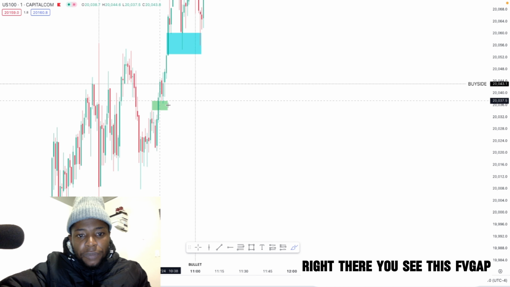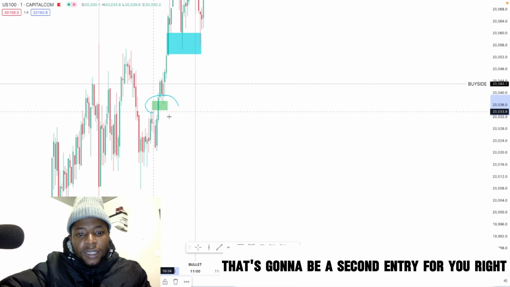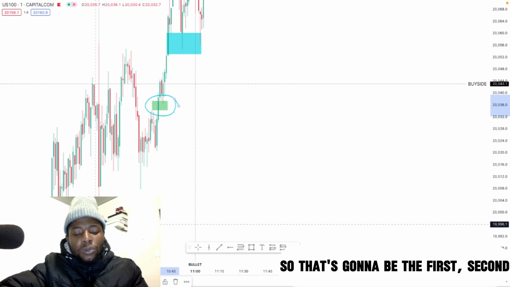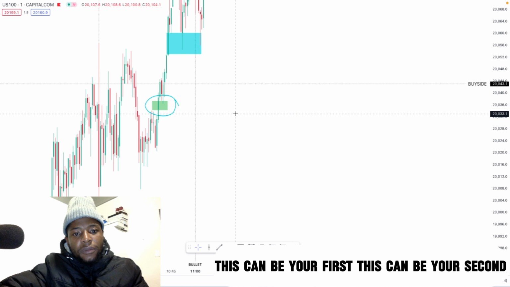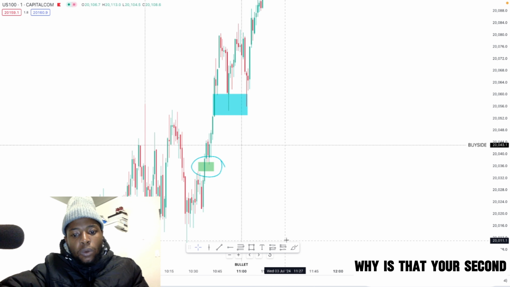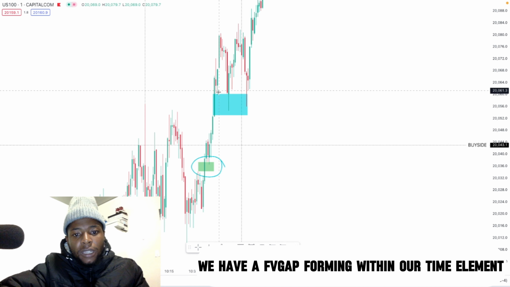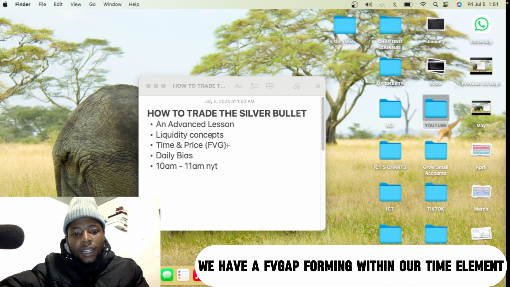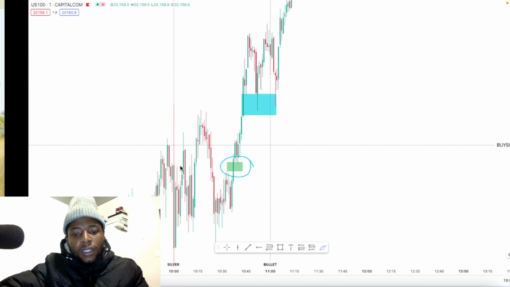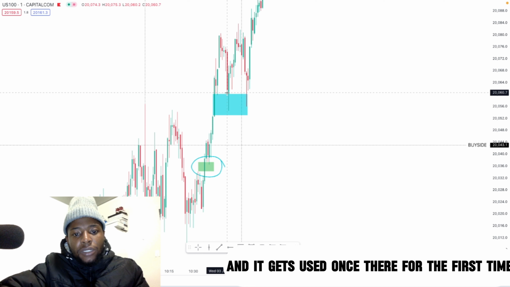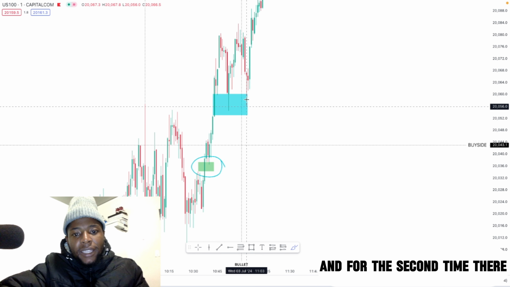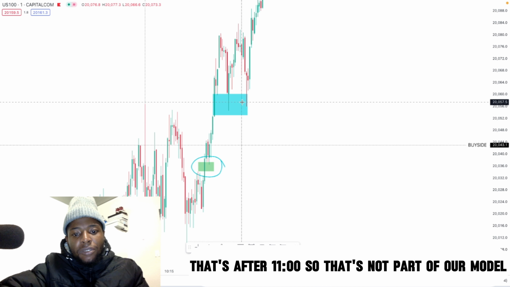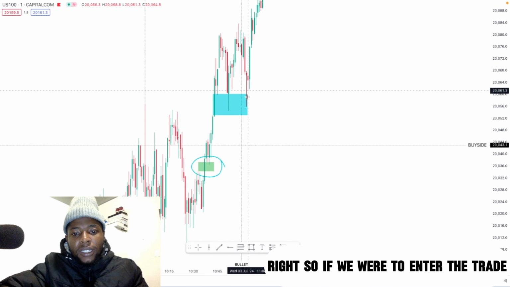Can you see this fair value gap? That's gonna be a second entry for you, right? So that's gonna be the first, second, or if you miss this and you use this for confirmation, this can be your first, this can be your second. Why is that your second? We have a fair value gap forming within our time element, and it gets used once for the first time and for the second time. But what time is that? That's after 11 o'clock. So that's not part of our model, right?